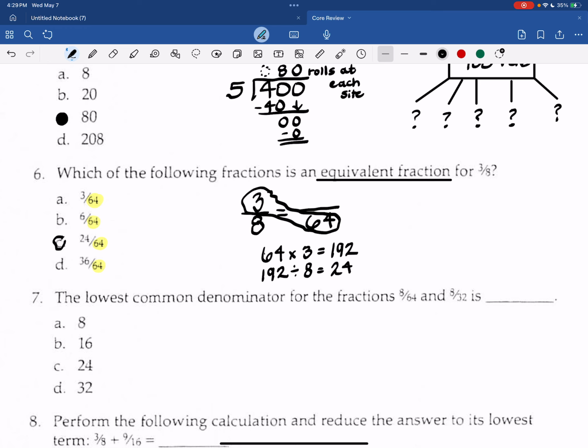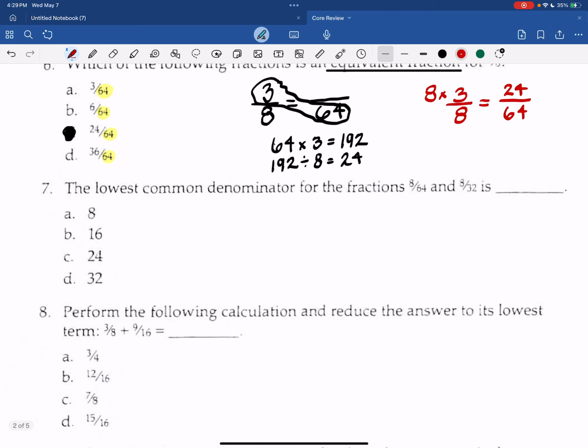The answer is C. But let me show you an alternate way to do that. This is the way I would do it, but I wanted to show you how to solve a proportion. So, okay. 8 goes into 64 8 times. If I'm dividing, 64 divided by 8 is 8, and 8 times 3 is 24. So that way would also work to give you your missing number there. 24 is what you're looking for.